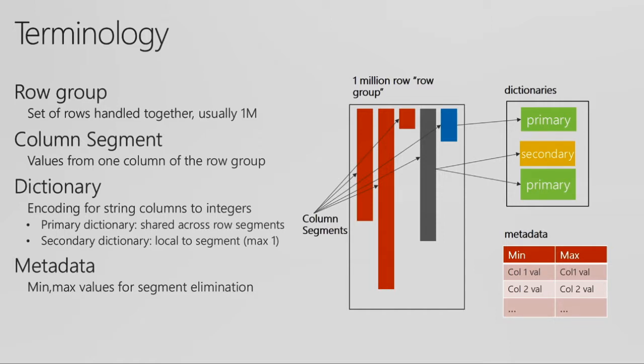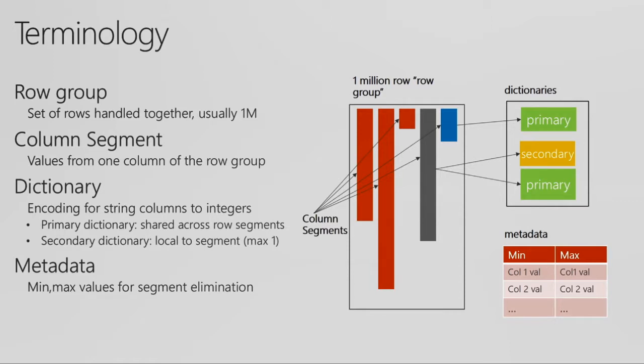Sometimes if a segment cannot fit its new strings inside a primary dictionary, it will need to start a secondary dictionary, because the primary dictionary as well as the secondary dictionary can grow to a max of 16 megabytes. So some segments will have a secondary dictionary. In this example, if you notice, the gray column has a secondary dictionary and a primary dictionary, whereas the blue column only has a primary dictionary.